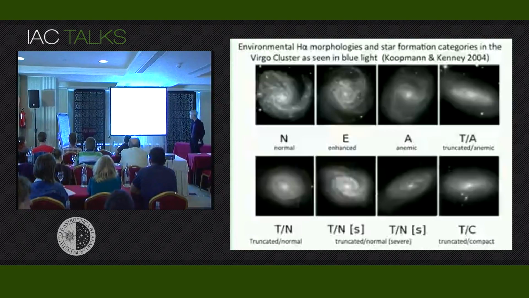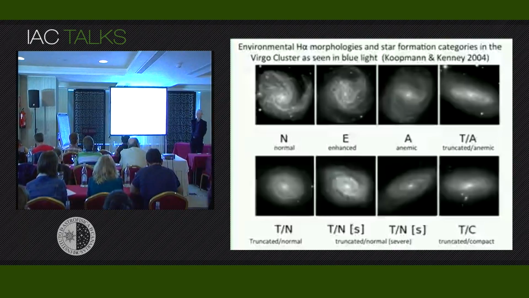Now, Koopman and Kenny did a really fine study of H-alpha morphologies in the Virgo cluster, environmental H-alpha morphologies, and they developed a set of star formation categories. They were based on H-alpha, but I'm illustrating them in blue light because you can still see the effects that they had. I'm not showing any graphs about it. These are just some examples of galaxies in their several categories.